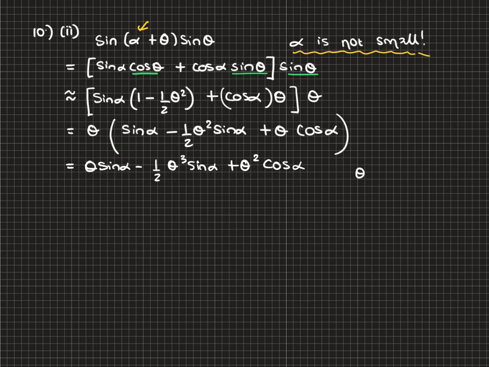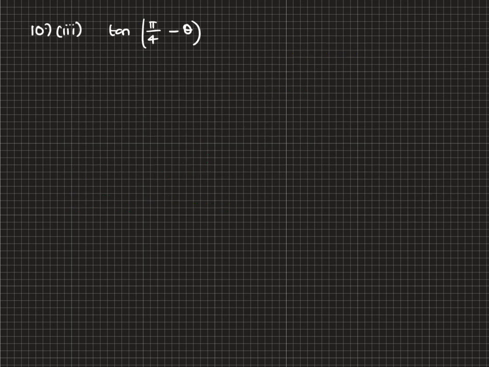Now, in the question we were told that theta cubed is small enough to be ignored. So we can exclude that from the rest of the question. So we can say that the final result is approximately theta sine alpha plus theta squared cos alpha.